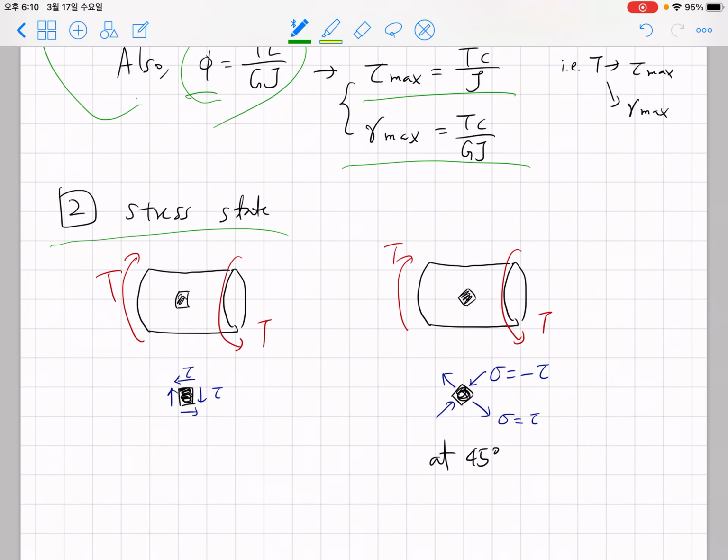Then we discussed the stress state. When we consider an x, y coordinate system that is parallel or orthogonal to the rotation axis, we see that this is pure shear stress. However, when we define x prime, y prime axes at a 45-degree angle from the xy axes, then in this coordinate system we have a pure normal stress state. In one direction it is compression, in the other direction it is tension.